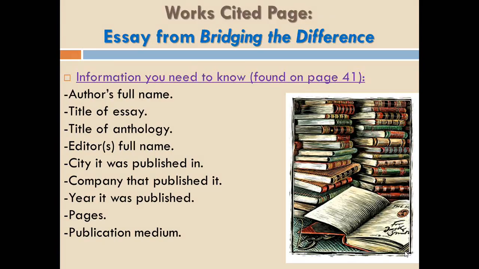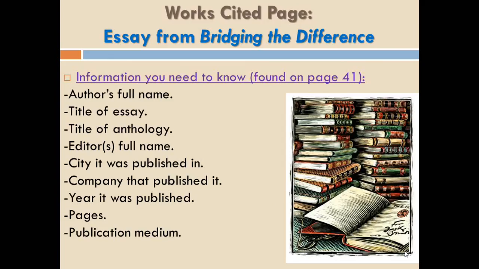Now, medium means what kind of source is it, and usually it's going to be either print, web, or something like television or film. So if it's something you can hold in your hands and actually physically turn the pages on, like you can do with your Bridging the Difference book, it's going to be print. Or if you do an essay and you actually got it out of a magazine, well, you can physically flip the pages of that magazine, so that means it's going to be print.